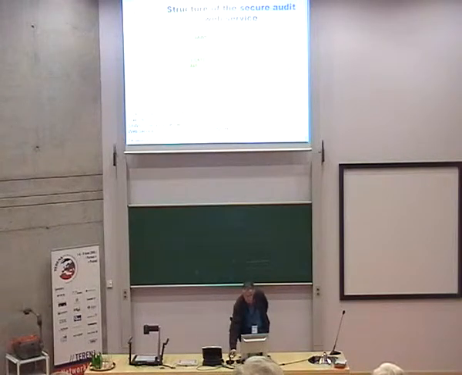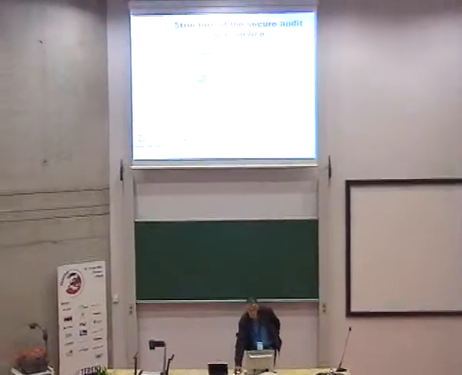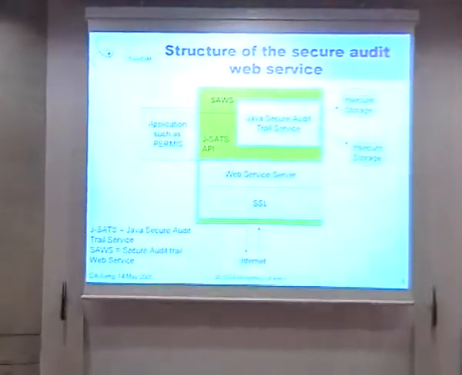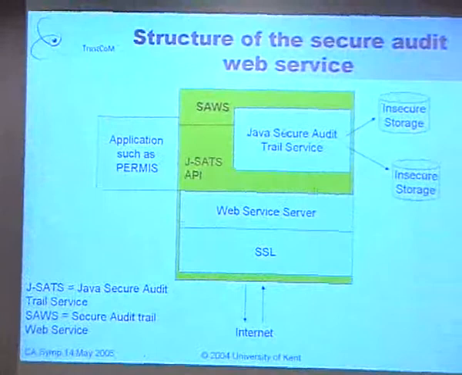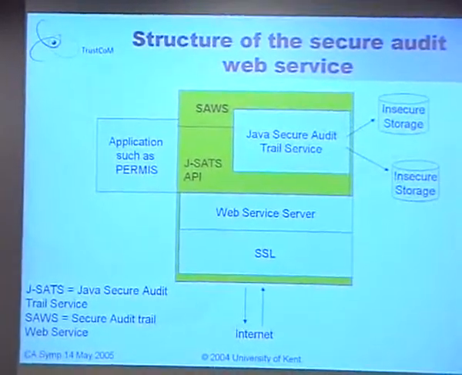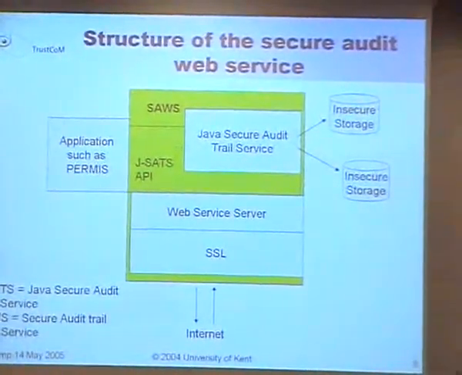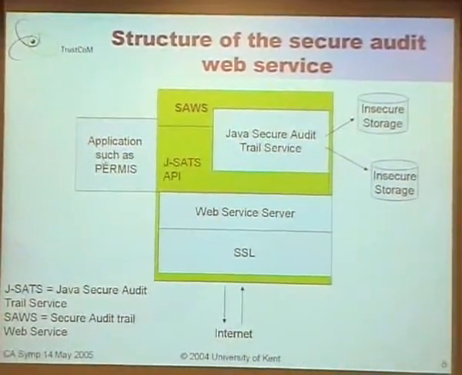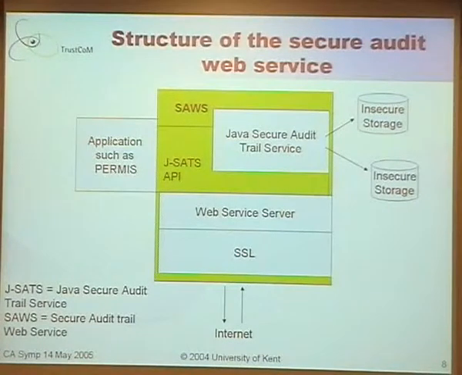There's going to be an SSL connection over the internet with a web services server on top. It's going to be written in Java, so there'll be a Java API to it. This is the bones of the service, written in Java, that actually produces the audit logs and writes them out to insecure storage in a secure way. Applications can call it via the Java API on the same computer, so it doesn't have to be remotely accessed, or remote applications will be able to come in over the internet and access it over HTTP and SOAP.